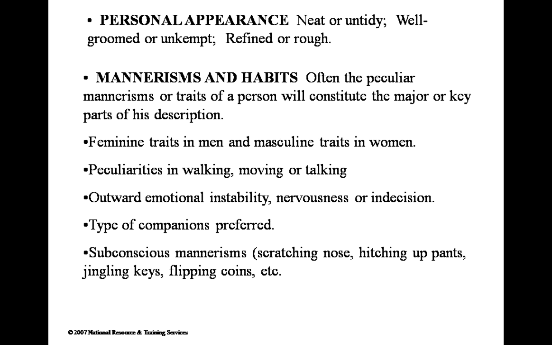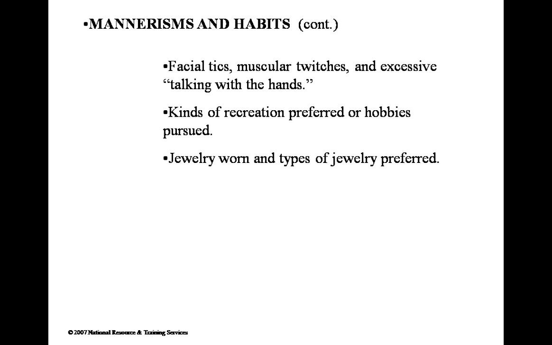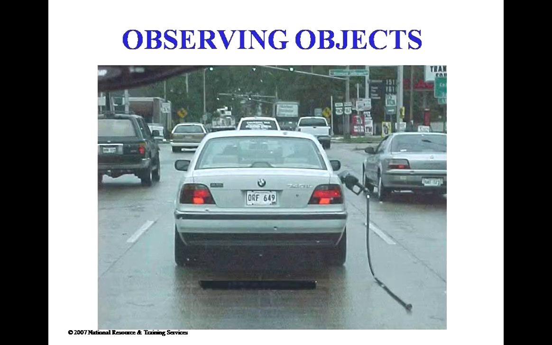Subconscious mannerisms such as scratching the nose, hitching up the pants, jingling keys, flipping coins, and so forth. Are there any facial tics, muscular twitches, excessive talking with the hands? Kinds of recreation preferred or hobbies pursued? Jewelry worn, types of jewelry preferred. Let's talk now about observing objects.